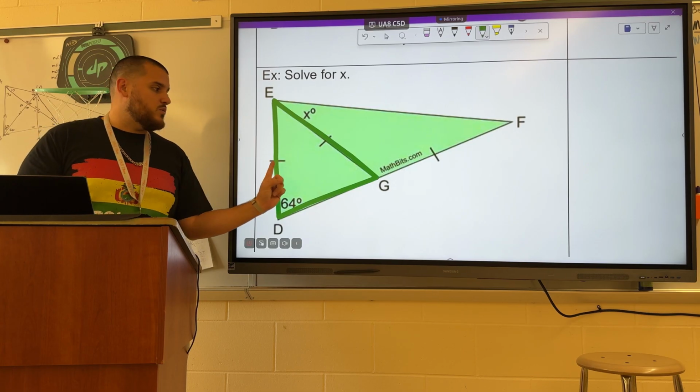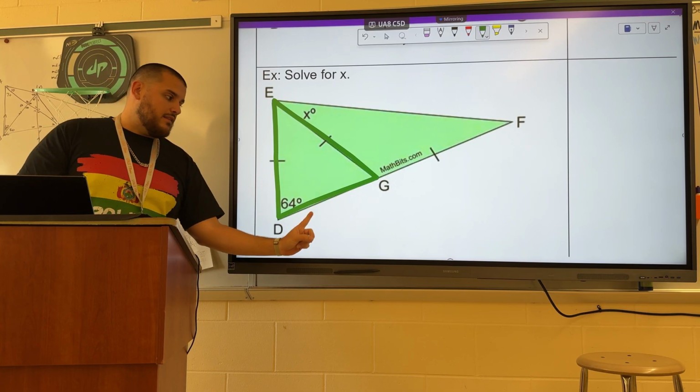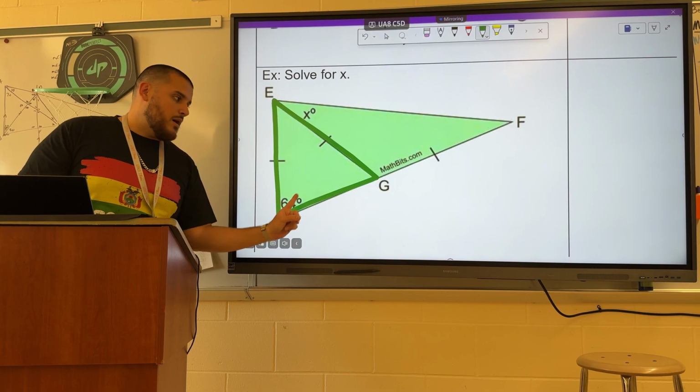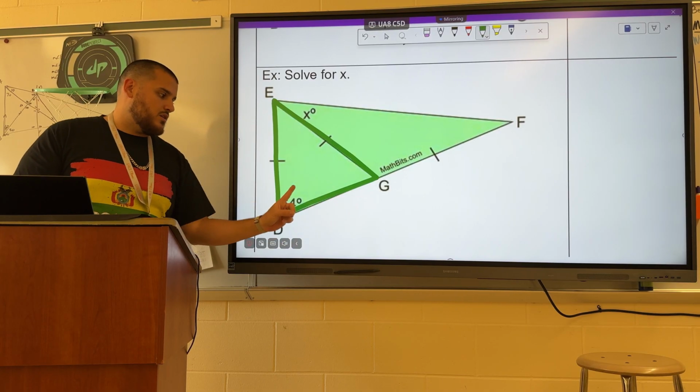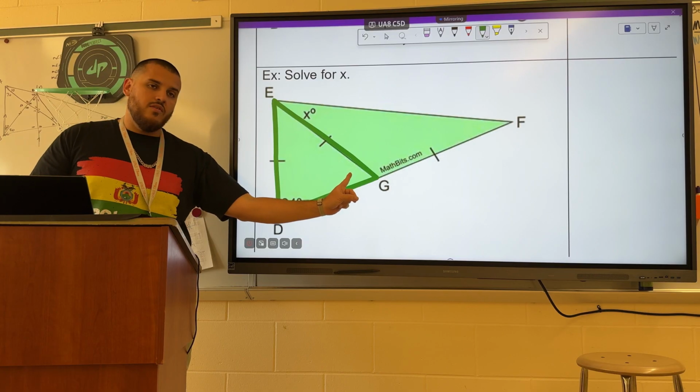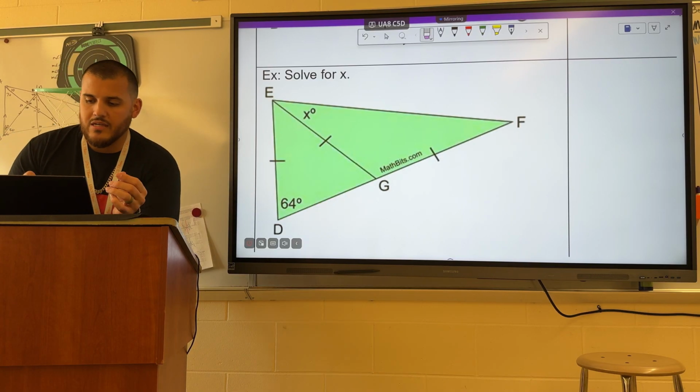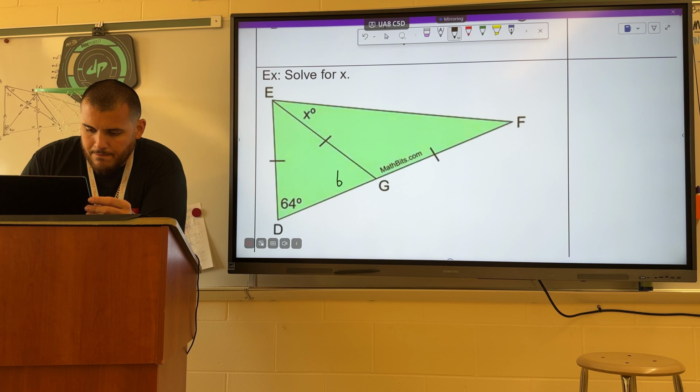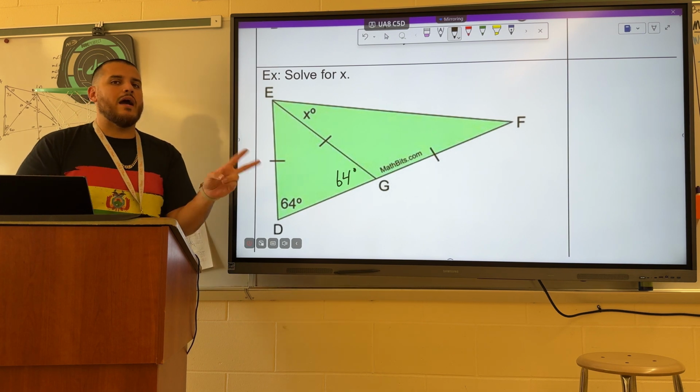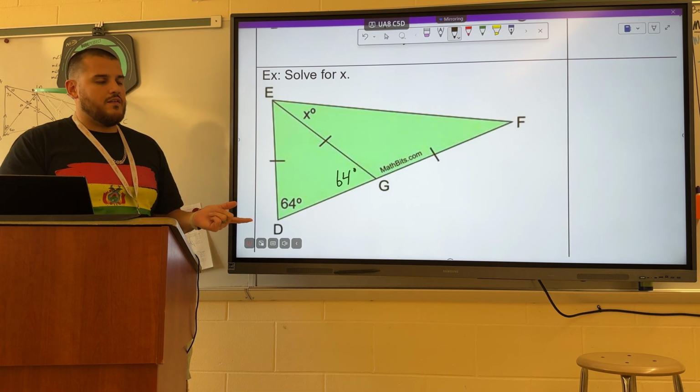Two congruent sides, which are my legs, making this side the base, and I know my base angles have to be congruent to each other. So because this is 64, this angle is also 64 degrees. And there's two routes I can take now to solve for x, all right?